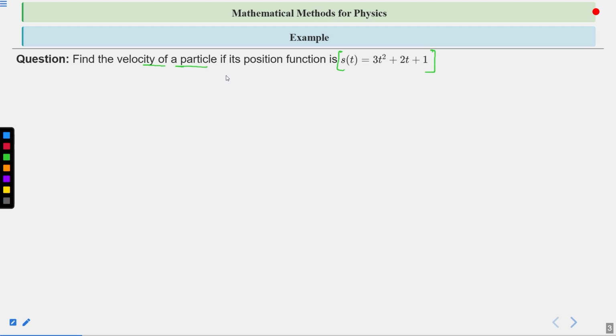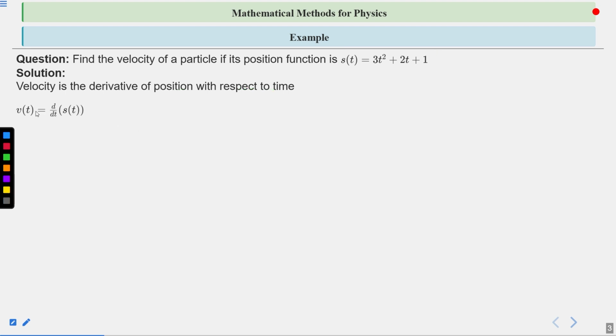So, solution: velocity is the derivative of position with respect to time. So, if we calculate velocity, take the derivative of the given term with respect to time. So, v of t is equal to the derivative of s of t with respect to time. So, v of t is equal to the derivative of 3t square plus 2t plus 1.